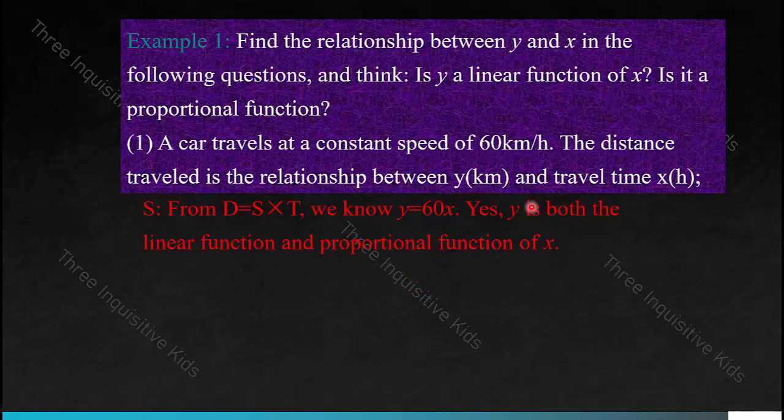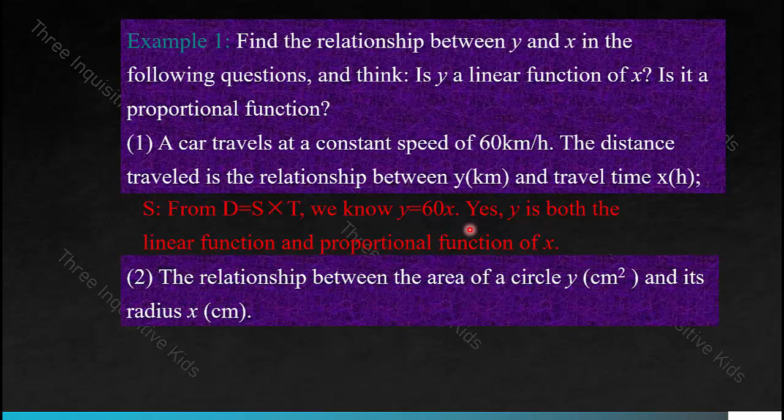So from d, distance, is equal to s, speed, times t, time. So this is a very important formula for itinerary problems that you should know by now. We know y is equal to 60x. Yes, y is both a linear function and proportional function of x. Because, again, it is a linear function and it does not have a constant term, meaning it is a proportional function as well.